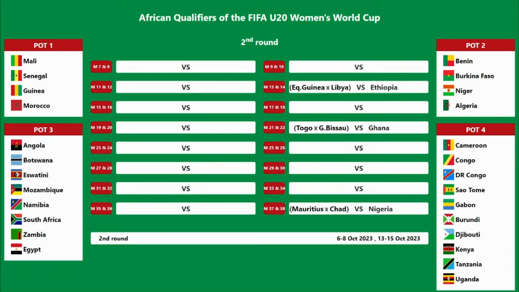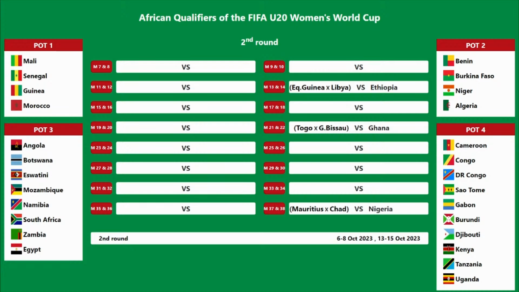The top 3 ranked teams, as I explained before, are going to play against the winners of the first round. Now that we know the teams of the first round, we will have already the matches of winner of Equatorial Guinea Libya versus Ethiopia, winner of Togo Guinea-Bissau versus Ghana, winner of Mauritius Chad versus Nigeria. And now we will start the draw of the remaining teams of the second round.